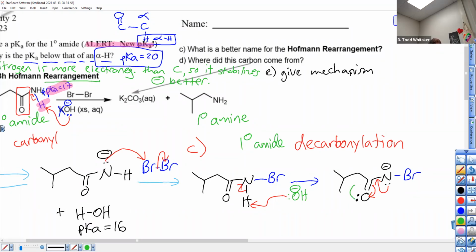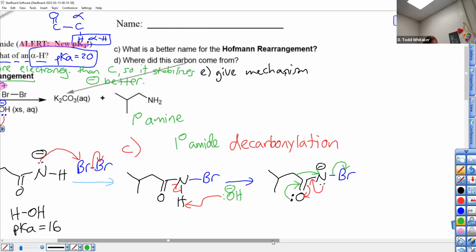Yes. Carbonyl forms. Nitrogen has a leaving group on it. Carbon takes its electrons next door, goes to the nitrogen with the leaving group, and the leaving group does what leaving groups do. It leaves. That is a lot going on there. Let's unpack it.